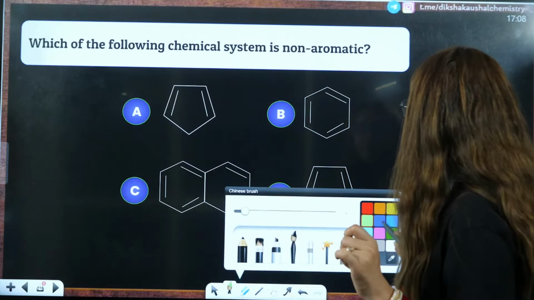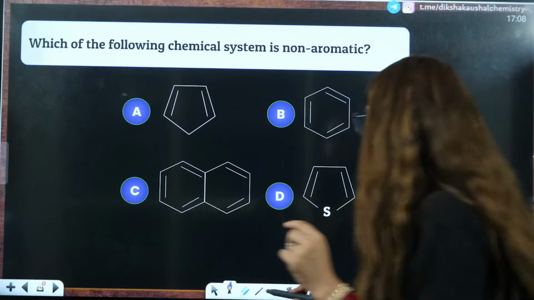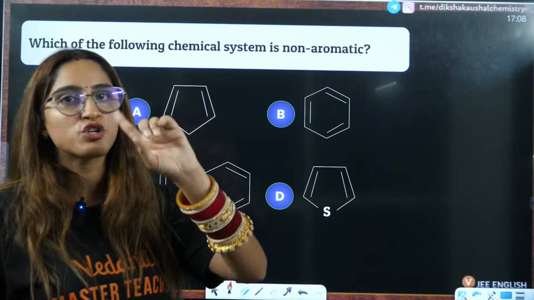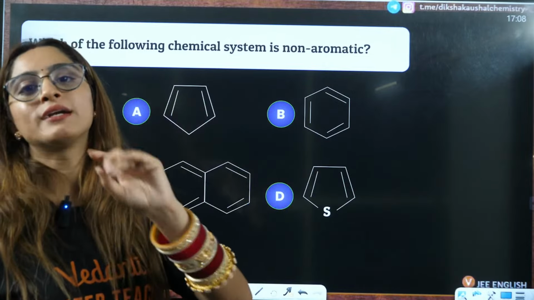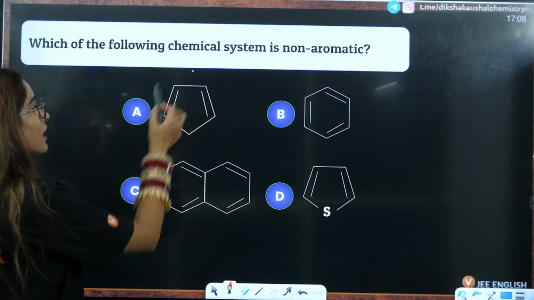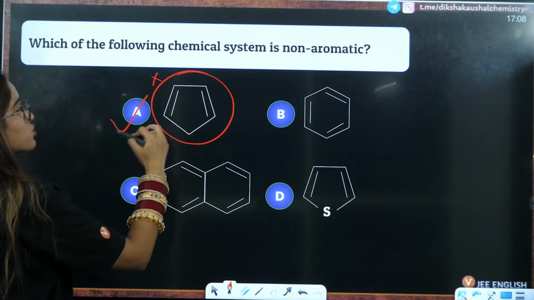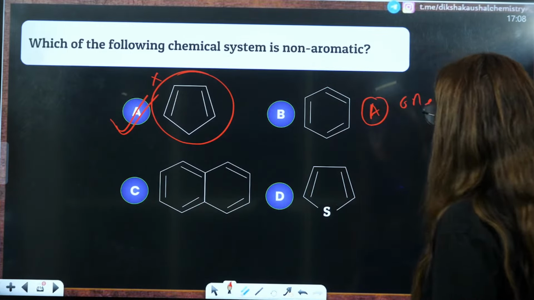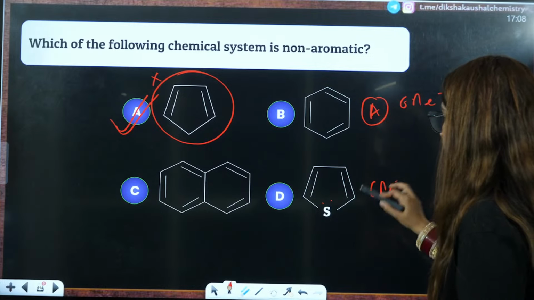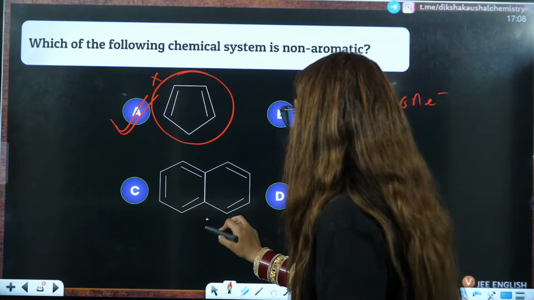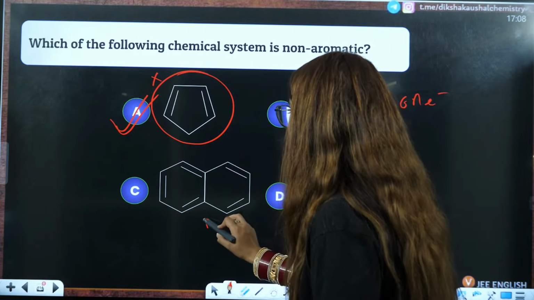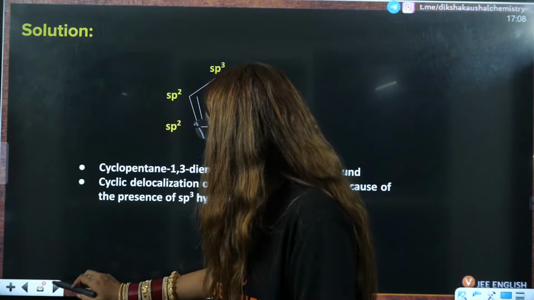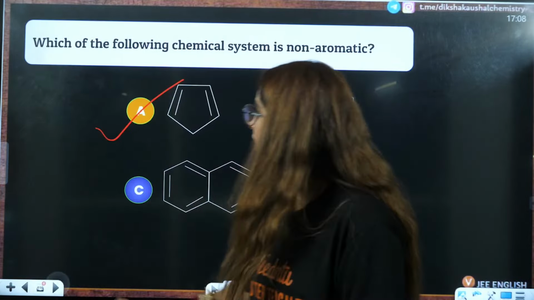Next is which chemical system is non-aromatic. So remember, non-aromatic means it has either no complete conjugation, or it is not cyclic, or it is not planar. I can directly see here you don't have any complete conjugation, so this is going to be non-aromatic. This is going to be aromatic with 6 pi electrons, right? This is also aromatic, 1, 2, 3, 4, 5, 6, 7, 8, 9, 10, with 10 pi electrons, right? So the answer will be E, which is non-aromatic in nature.